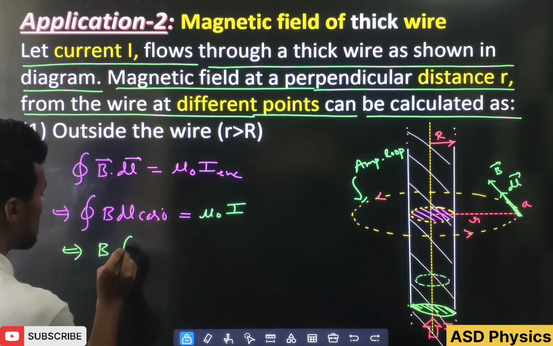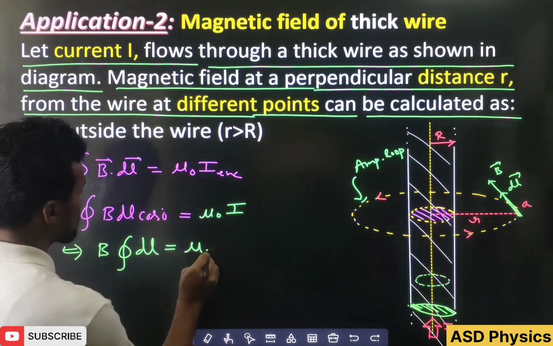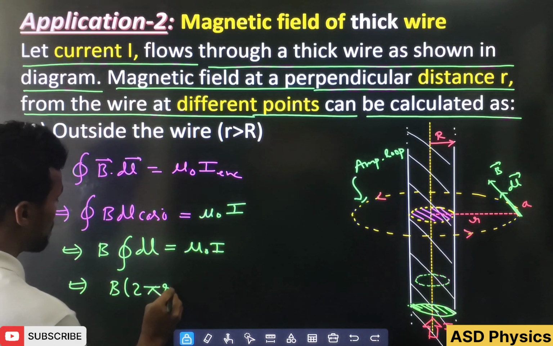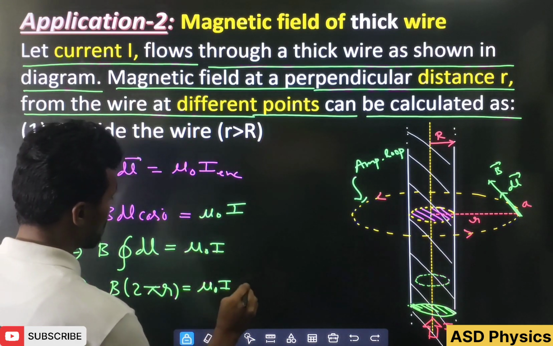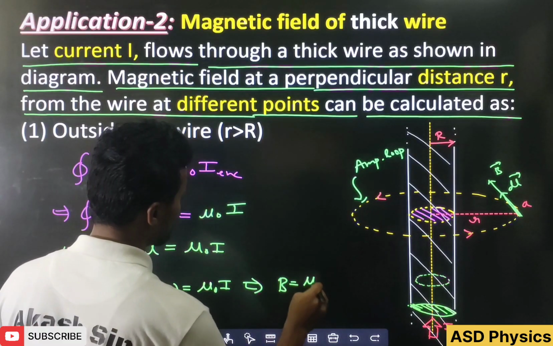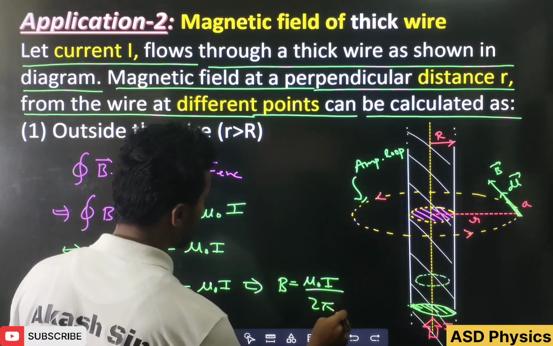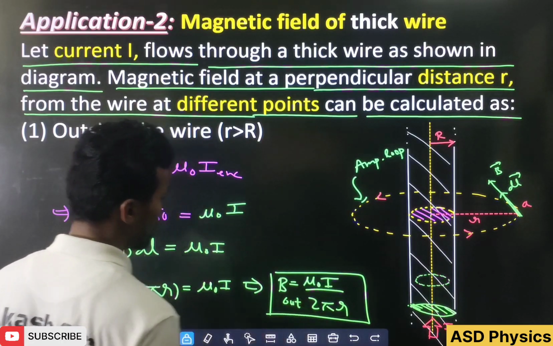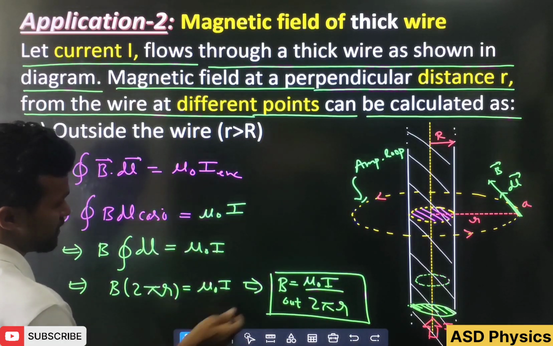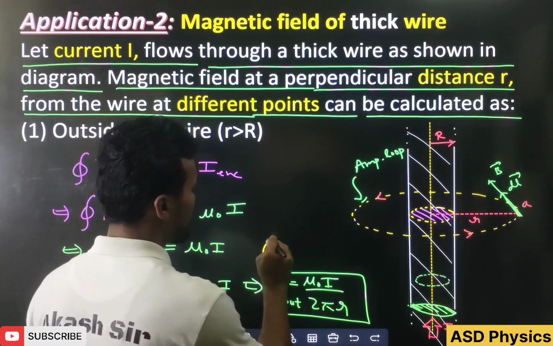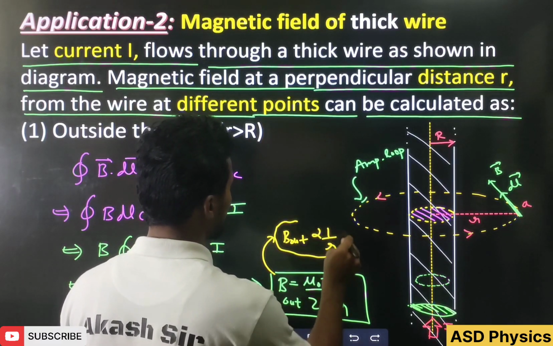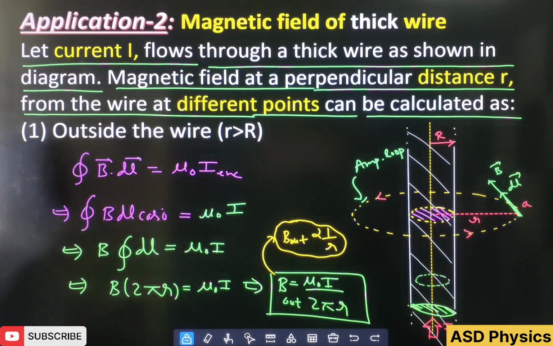So B outside times the integral of dl is equal to mu naught I, and this becomes B times 2 pi r. Same story: mu naught I. That means B is given by mu naught I by 2 pi r. This is for the outside; B out means we have to use this formula. And remember that B out is inversely proportional to r, where small r is greater than capital R. The basic is the same.